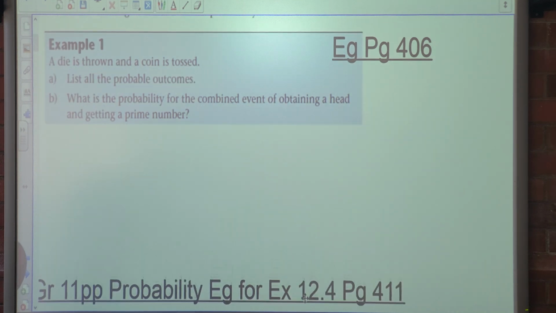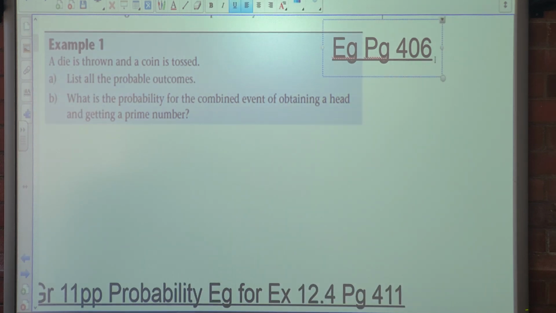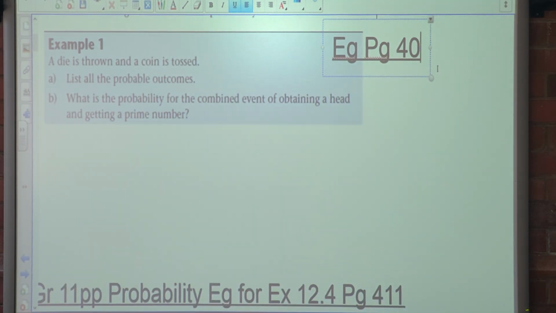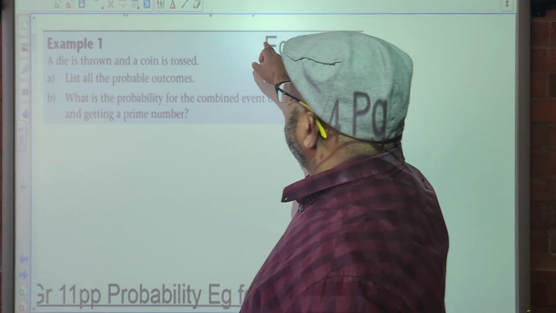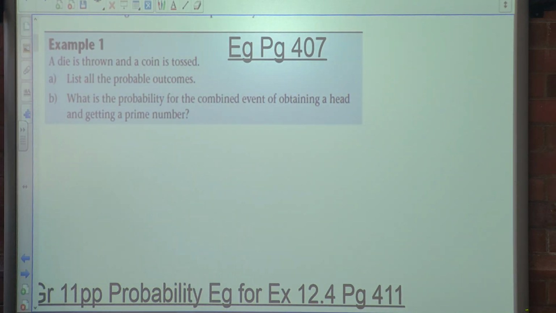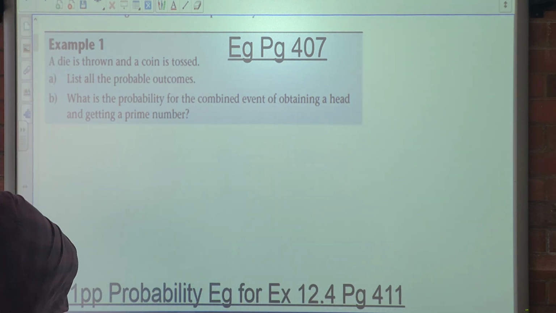So we're looking at example 1, and example 1 is on page 407. Okay. So a die is one die, many dice. But we in South Africa say one dice, many dice. No? We say the same. Why? Because we're scared of the dead. Not so. We don't like the dead. Okay, so we don't like to talk about dead stuff in life.